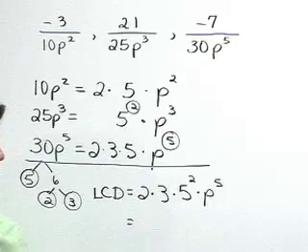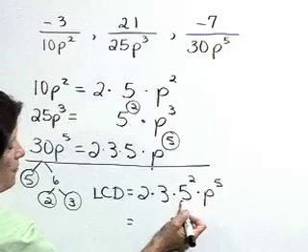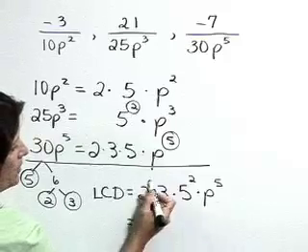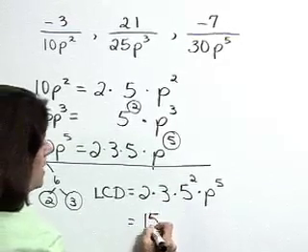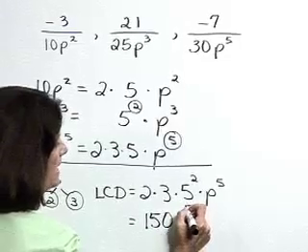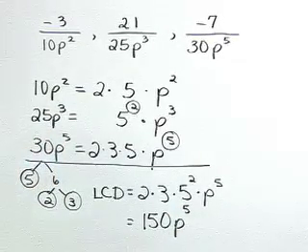Now let's multiply this together. 5 squared is 25 times the product of 2 and 3, 6, is 150 p to the fifth. Our lowest common denominator then is 150p to the fifth.